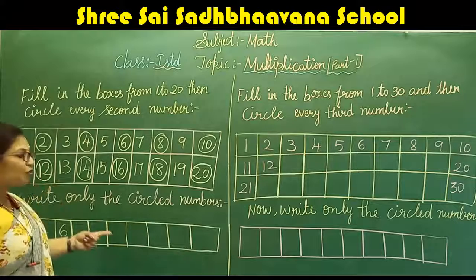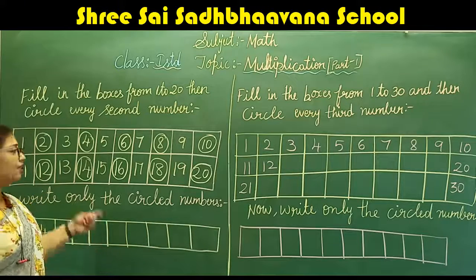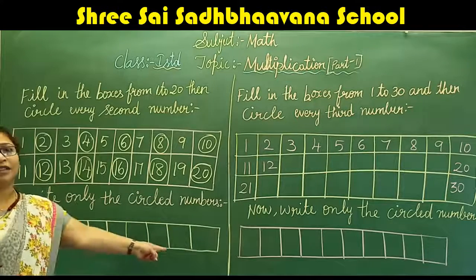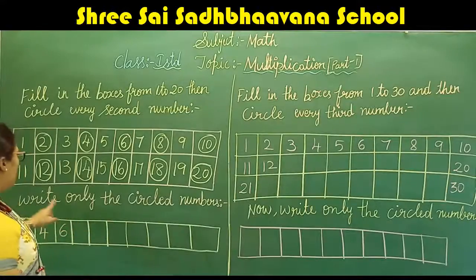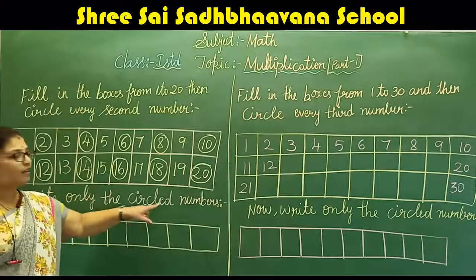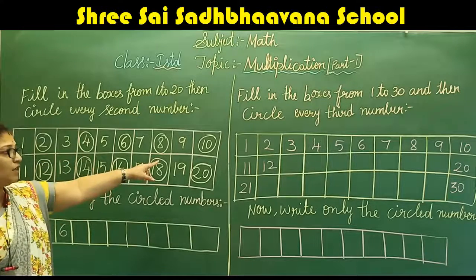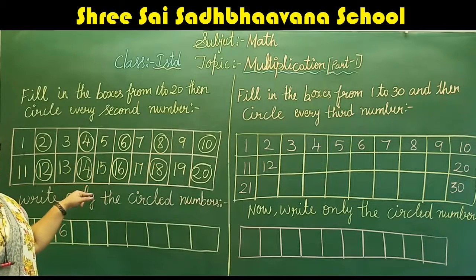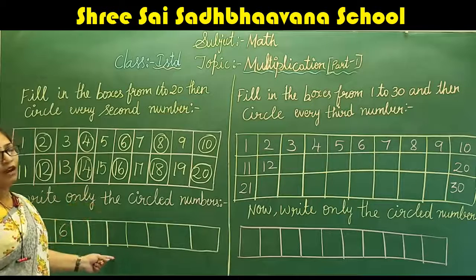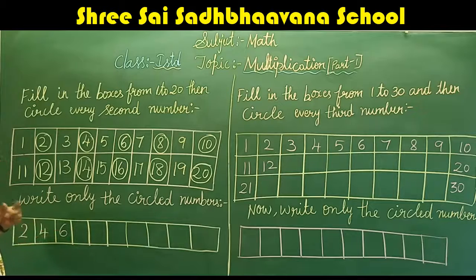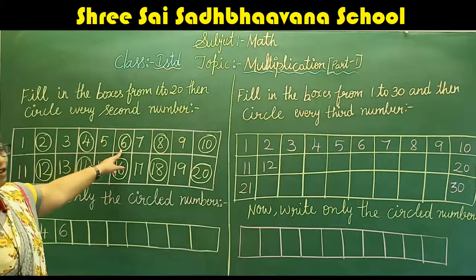What do we have to do in the next boxes? All the numbers we circled, only those numbers we have to write here. Write only the circled numbers. You have to write in these boxes all the numbers you circled above. Already they have given you 2, 4, 6, so 2, 4, 6 is done.